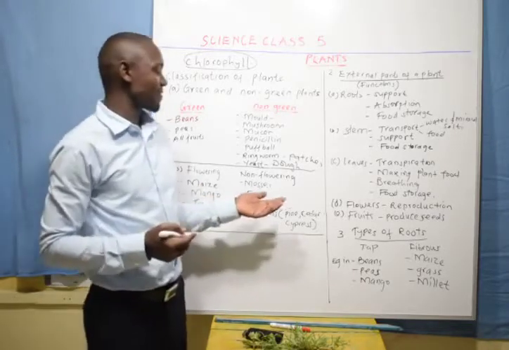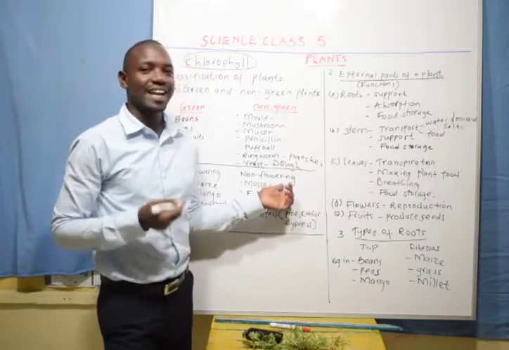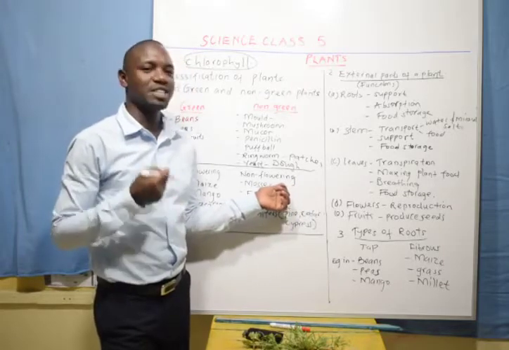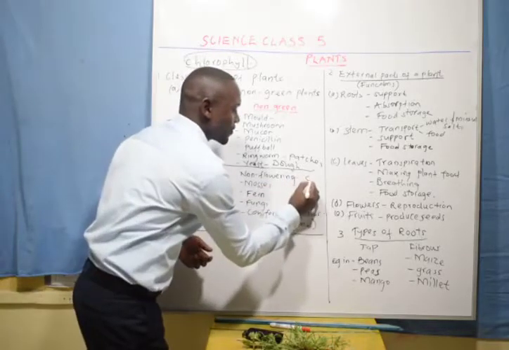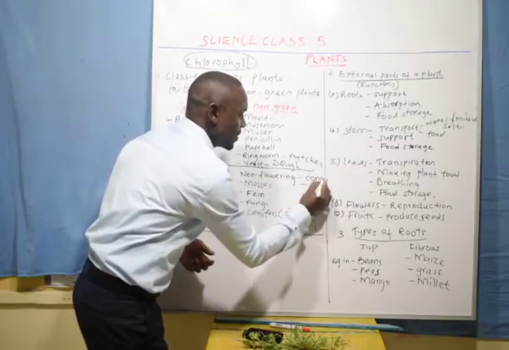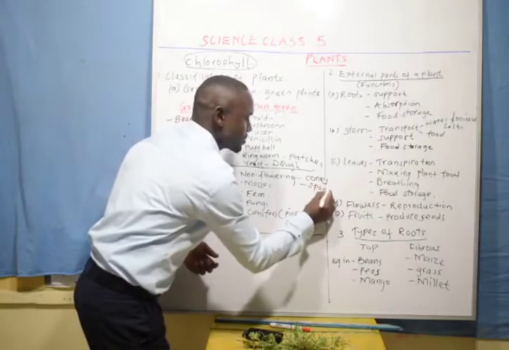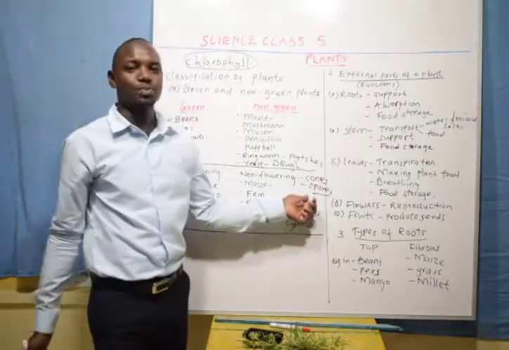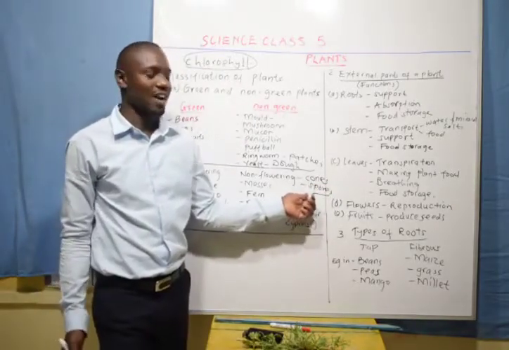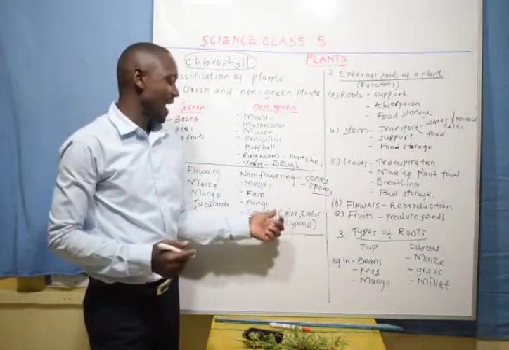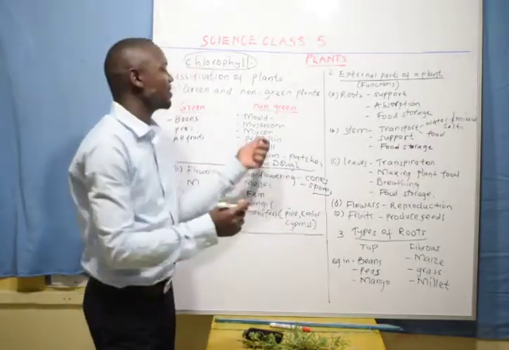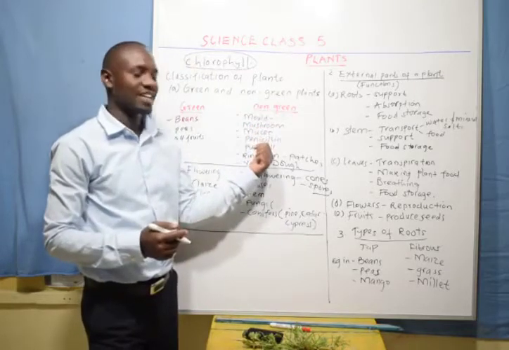Then we also have non-flowering plants. Non-flowering plants do not produce flowers. They reproduce by either cones or spores. They don't reproduce by flowers. Examples, we have the mosses, we have fern, and the fungi. Fungi are all these non-green plants which we had mentioned earlier.